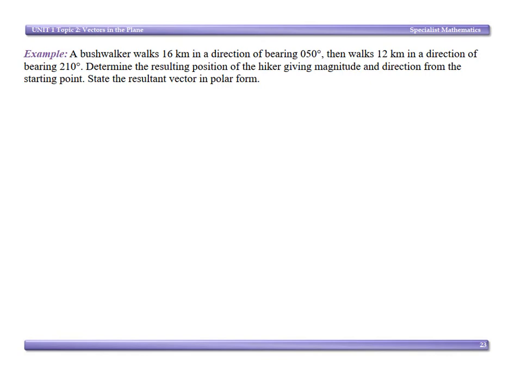So the question says a bushwalker walks 16 kilometers in the direction of bearing 050 degrees, then walks 12 kilometers in the direction of bearing 210 degrees. Determine the resulting position of the hiker, giving magnitude and direction. Now this is important, from the starting point. So you know where your bearing is going from and to. And then finally, state the resultant vector in polar form.